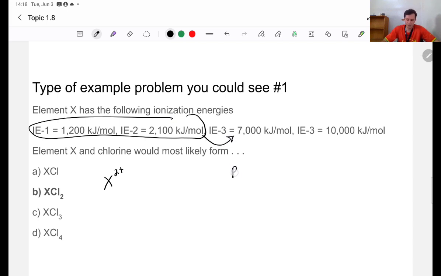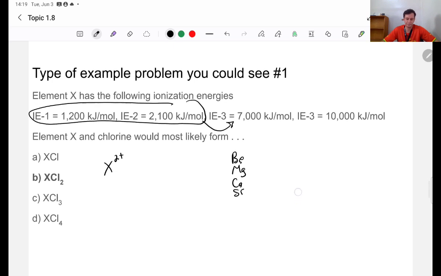So that probably tells us this could be beryllium, magnesium, calcium, or strontium in that group, because it can lose 2 electrons before the ionization energy goes way up for the third electron, probably because that next electron is in a lower energy level.